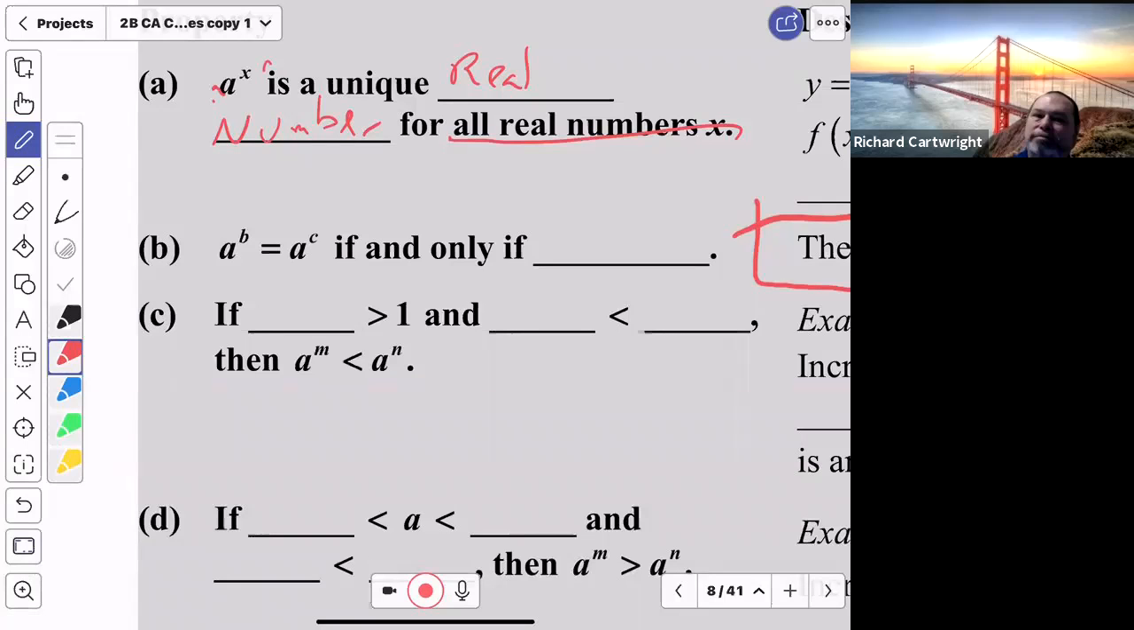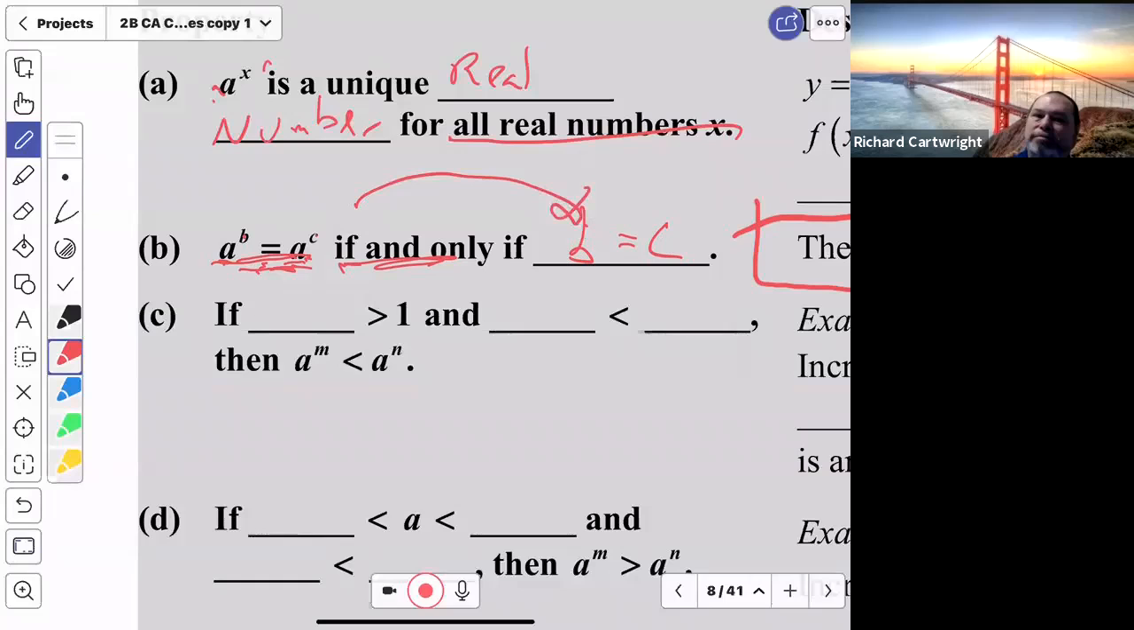A to the b equals a to the c. So we're looking at two functions with some mysterious variables. If this is true, this is only true if and only if, in this case, b was equal to c. This is only true if b equals c.